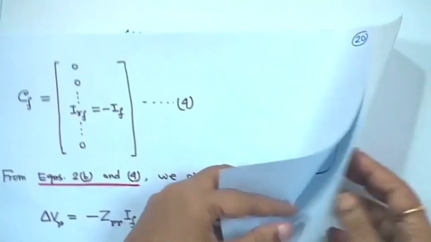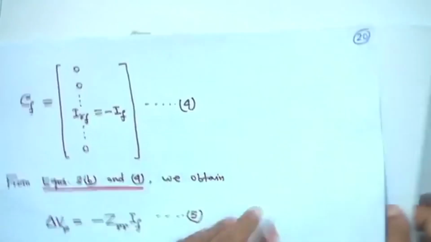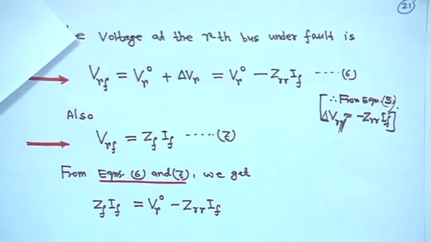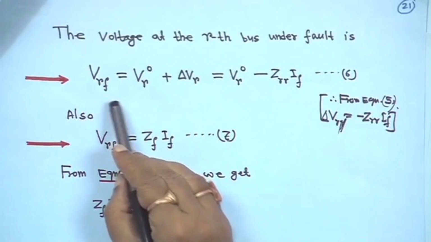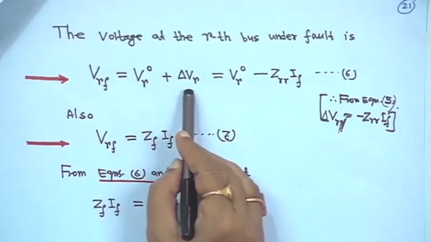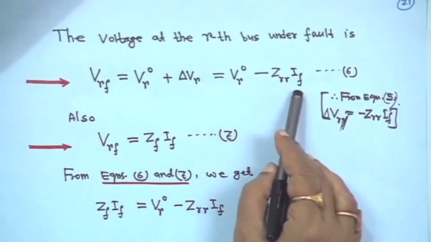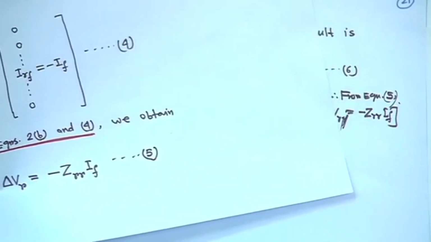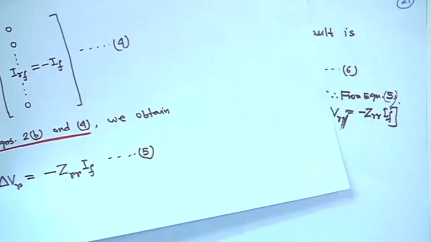So, now that means the voltage at the rth bus under fault, VRF, is equal to the pre-fault voltage VR0 plus delta VR, whatever the change is, right, which is equal to VR0 minus ZRR IF. This is equation 6, right. Also VRF is equal to ZF into IF from this diagram, right.